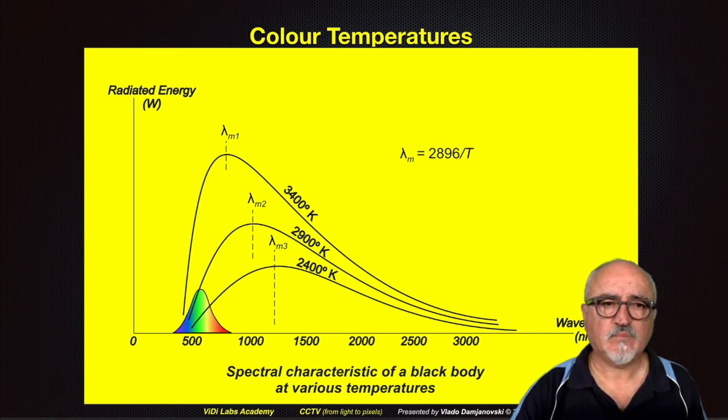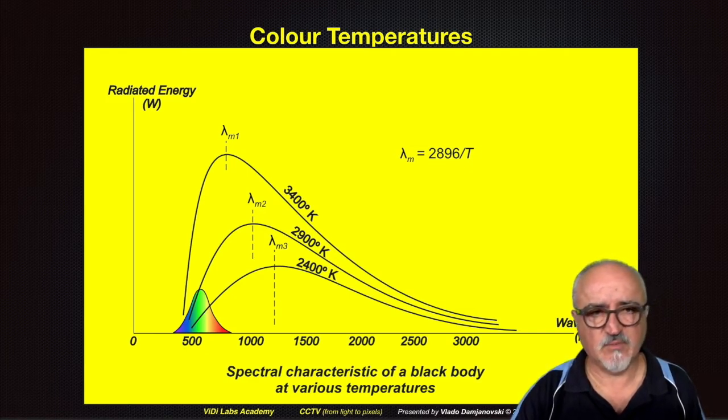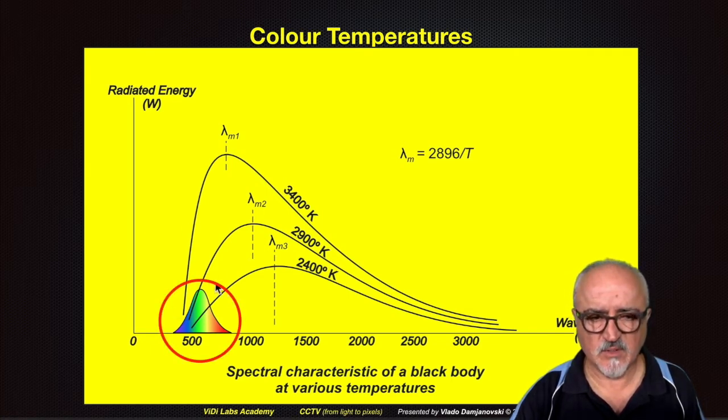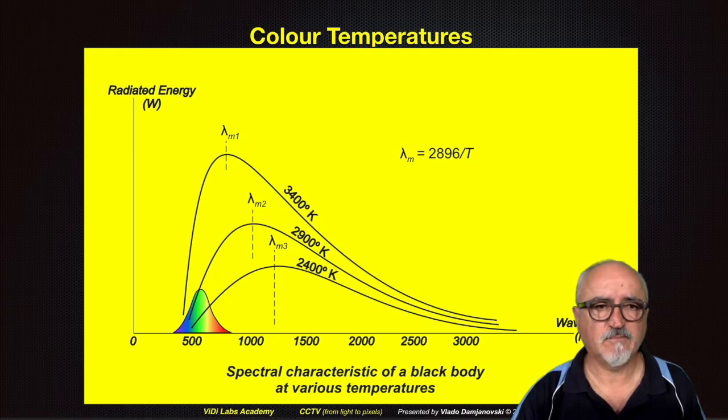Now, it can be seen that the peaks for different temperatures are outside of the visible spectrum, which are above 700 nanometers. This is why I illustrated here the visible spectrum, what the eye sees, and as you can see, that's very small compared to the longer wavelengths of radiated heat, so we can only see up to about 700 nanometers.